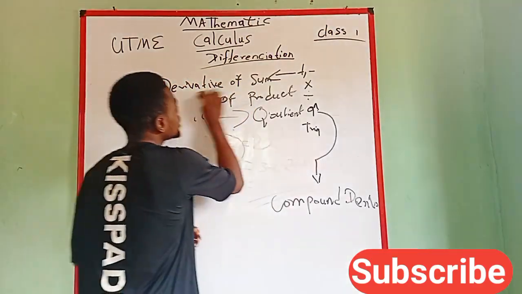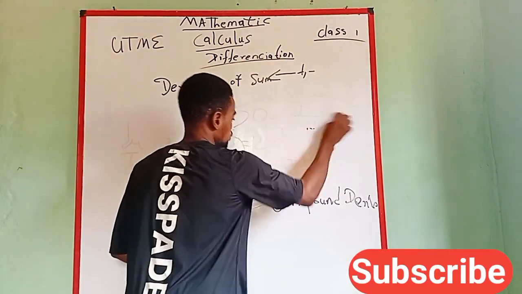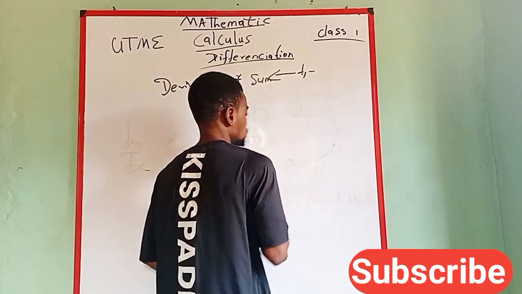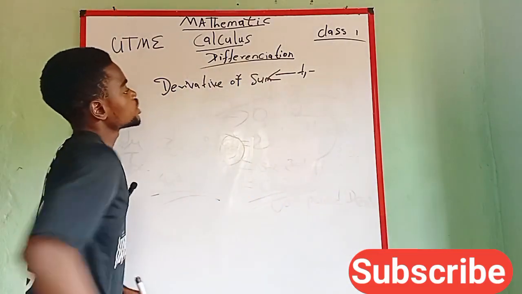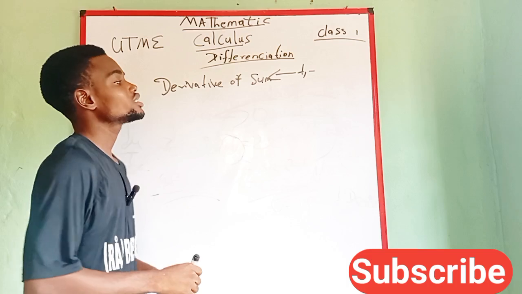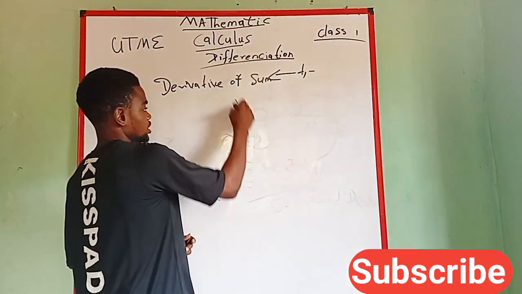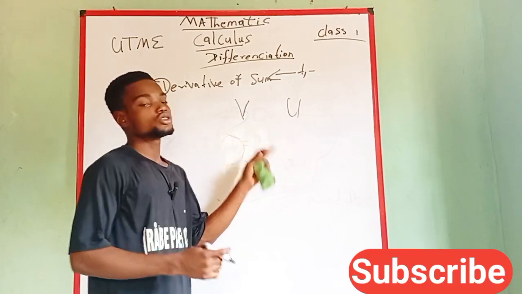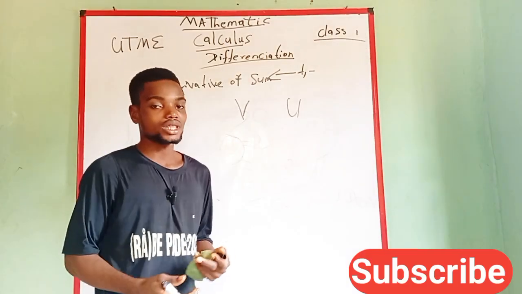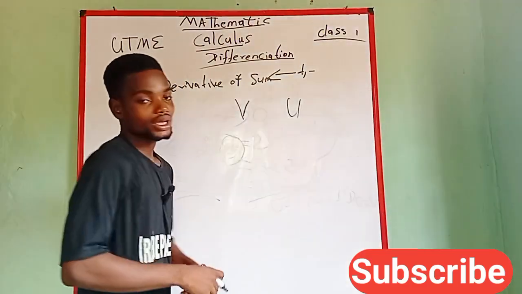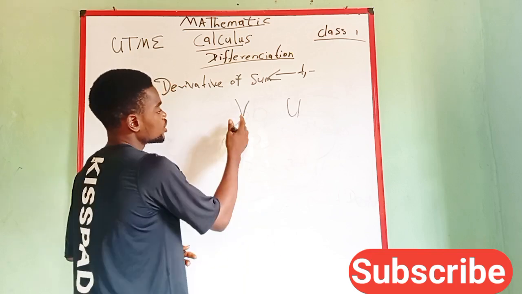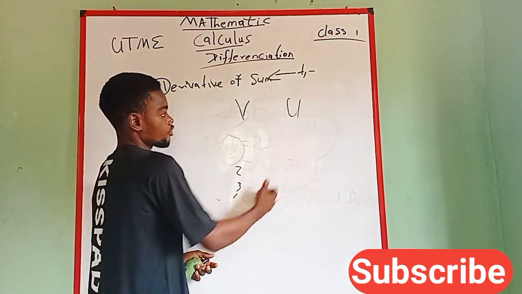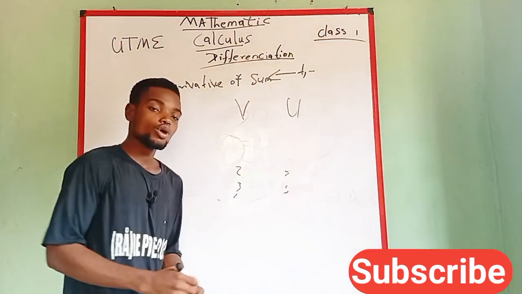Now, in this video, we'll be looking at derivative of sum. All right, this is the first class, so I want to explain a little bit. So, derivative of sum means that, let's use v and u for example, and we're going to be using them throughout the episodes of this calculus class. If v and u are variables, for example, v can be 2, 3, 4, u can be 2, 3, 4.